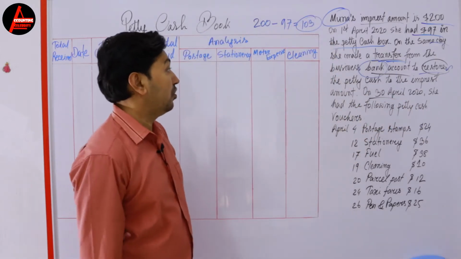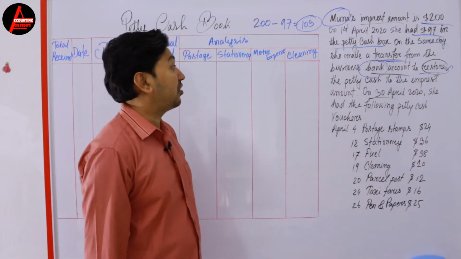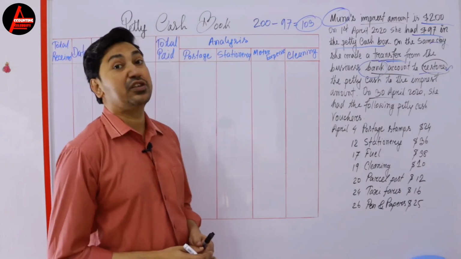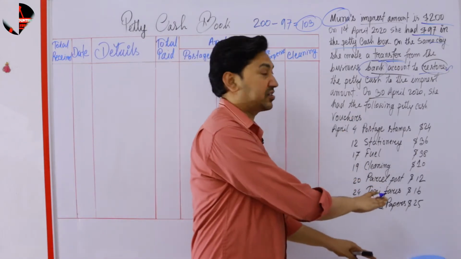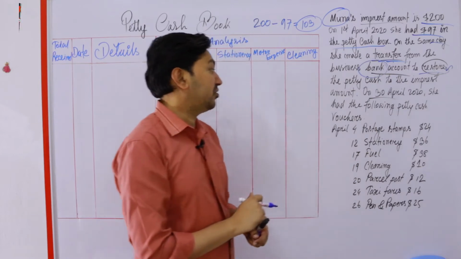I'll show you. Then on 30 April 2020, she had the following petty cash vouchers. It means she made these transactions on 30 April 2020.